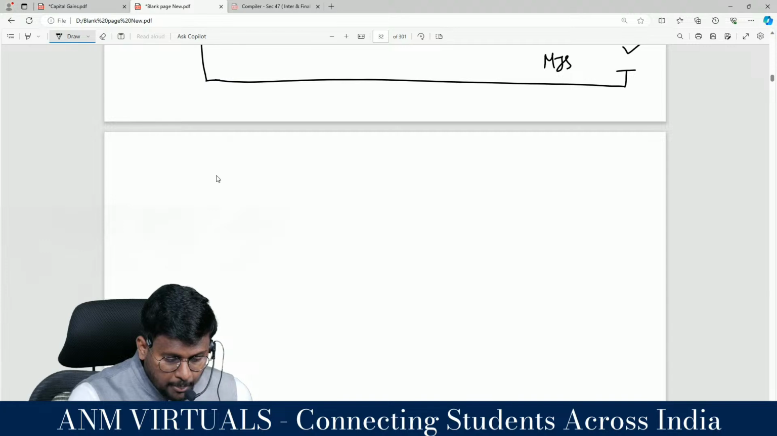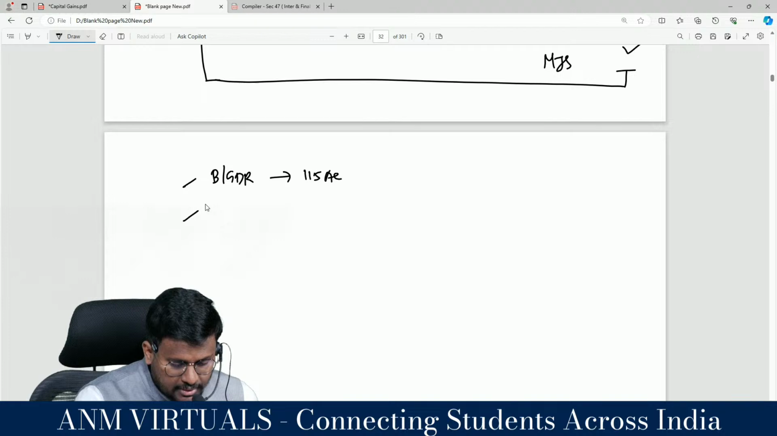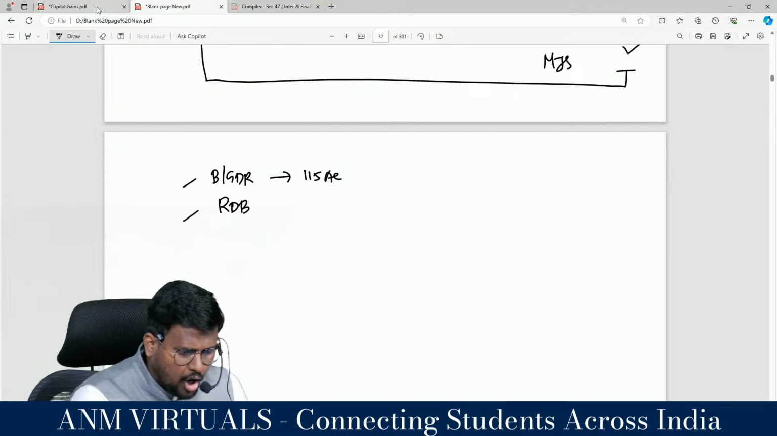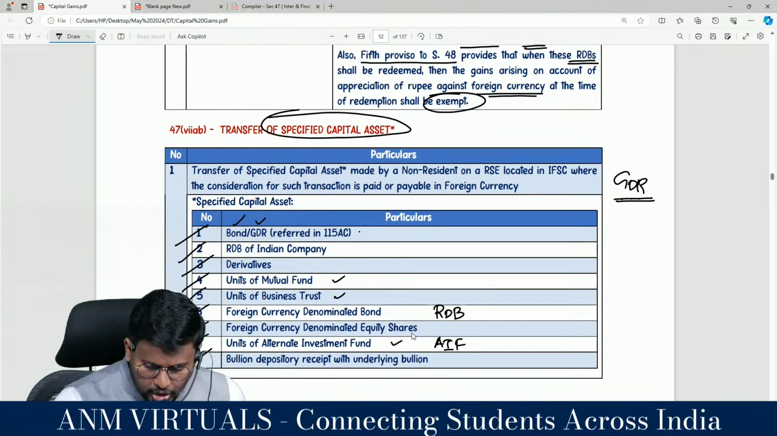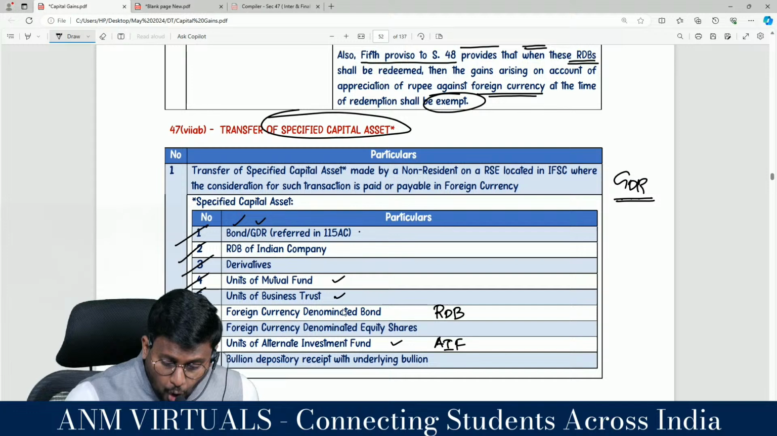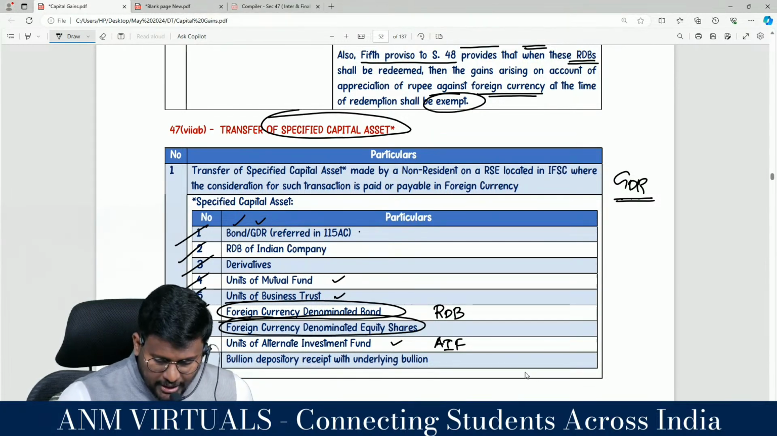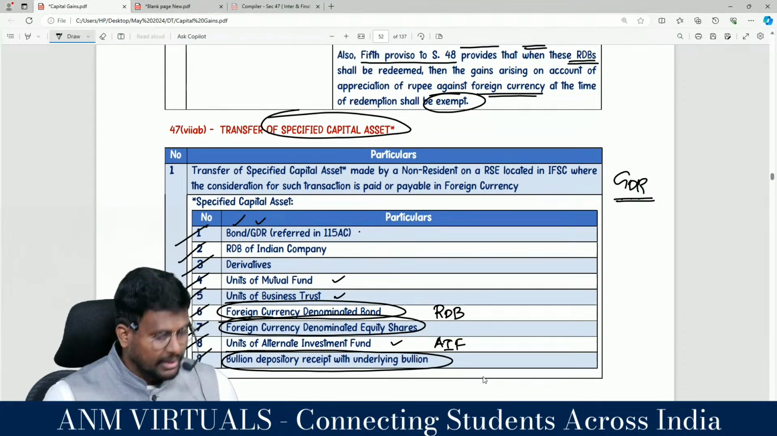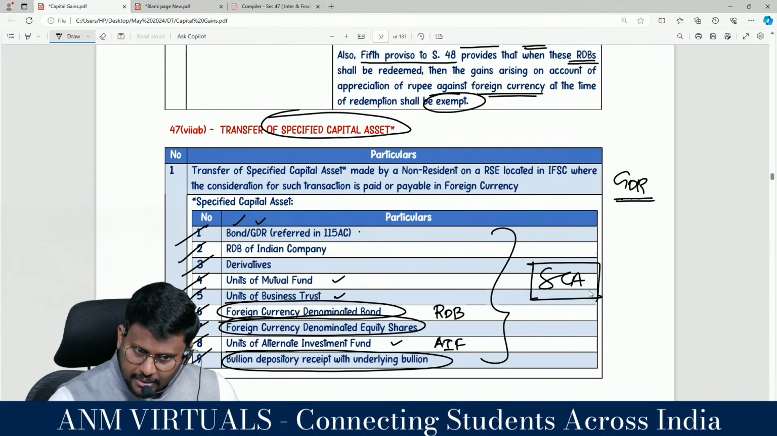Bonds or GDR referred under section 115AC. The next one, rupee denominated bond. Besides this there are many capital assets like derivatives, units of mutual fund, units of business trust, units of alternate investment fund, foreign currency denominated bond, foreign currency denominated equity shares, or bullion depository receipt with underlying bullion, in the specified capital asset, correct?